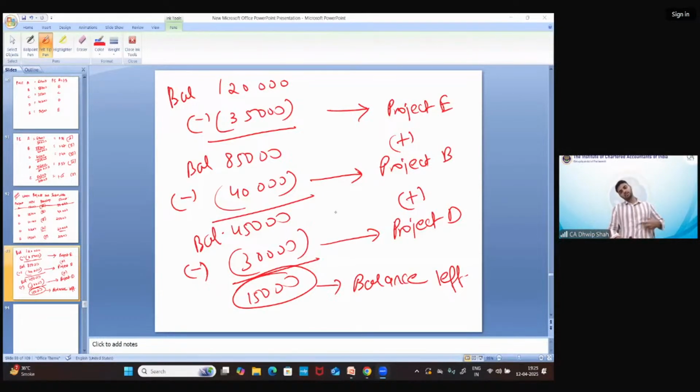Clear? Clear, sir. So with this, we also complete the concept of capital rationing.